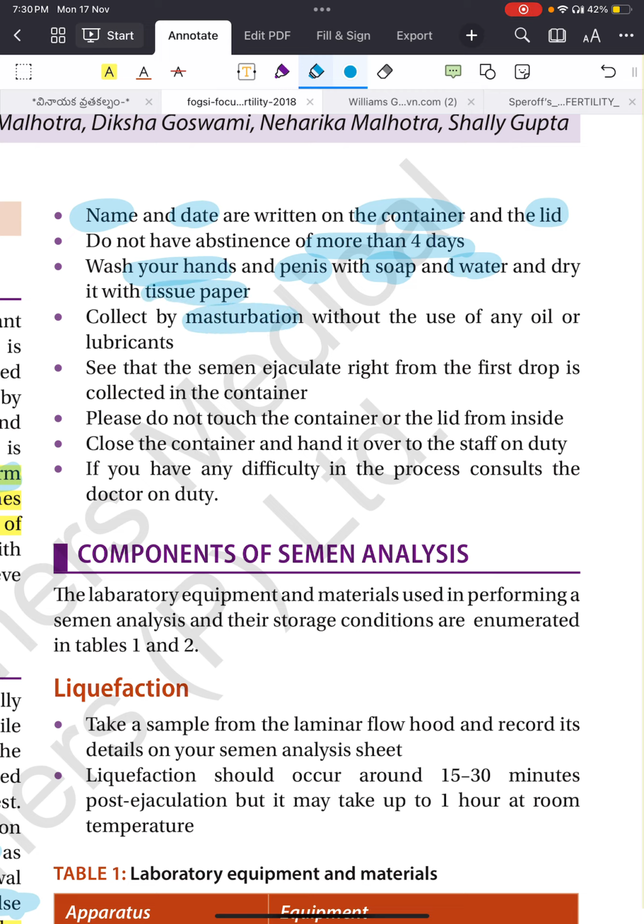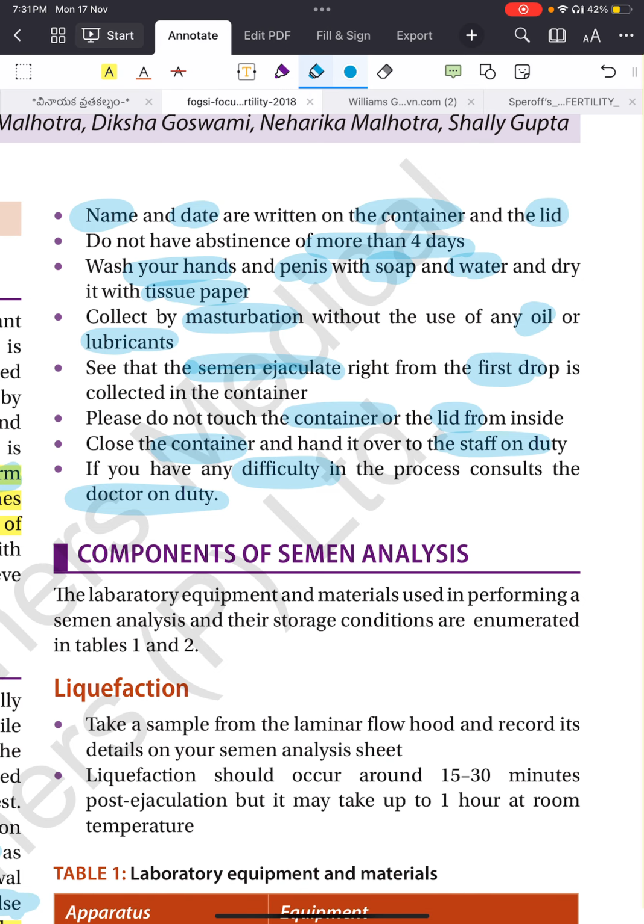After masturbation, we'll collect the semen sample without using any oil or lubricants. The ejaculate, right from the first drop, needs to be collected into the container. They should not touch the container or lid from inside because it contaminates. Close the container and hand it over to the staff on duty. If they have any difficulty, like retrograde ejaculation, they should inform the doctor on duty.